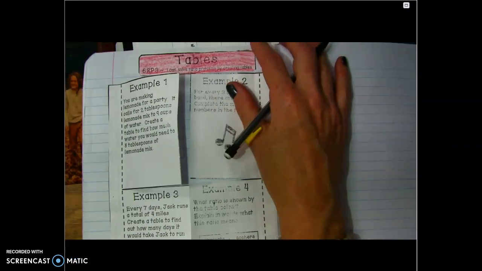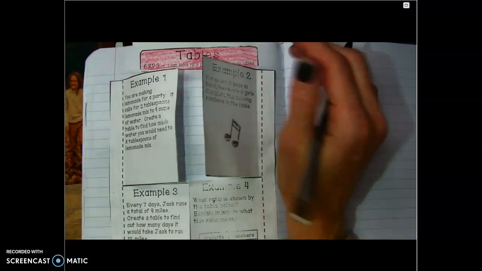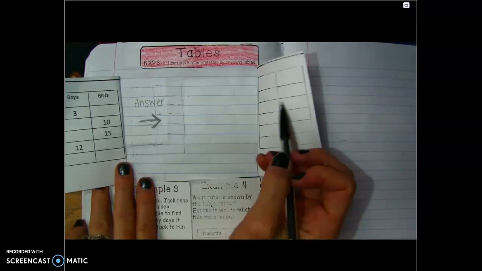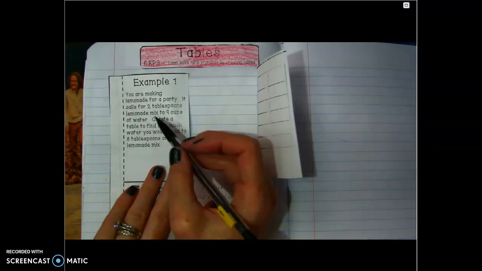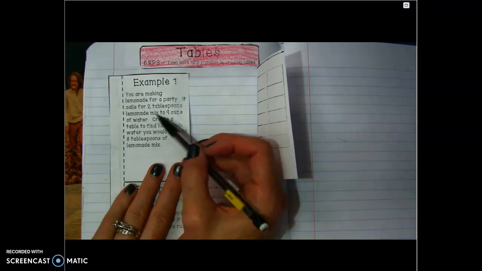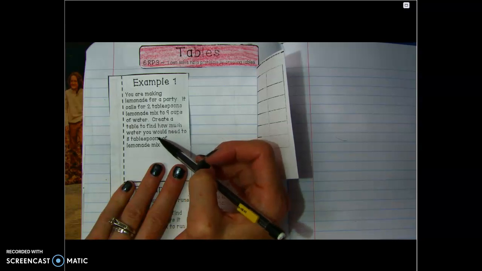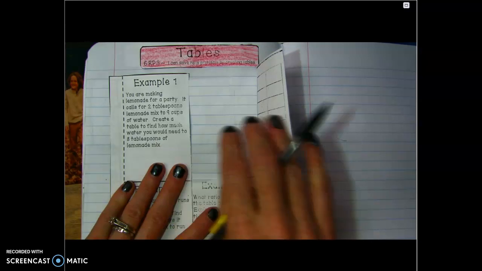Okay, so for this foldable, we're going to do tables. Now, if you're doing this one with me, then we have this foldable copied wrong. So we're going to write the answer is on this side. So let's read the problem. It says you are making lemonade for a party. It calls for 2 tablespoons of lemonade mix for 9 cups of water. Create a table to find how much water you would need for 8 tablespoons of lemonade mix.